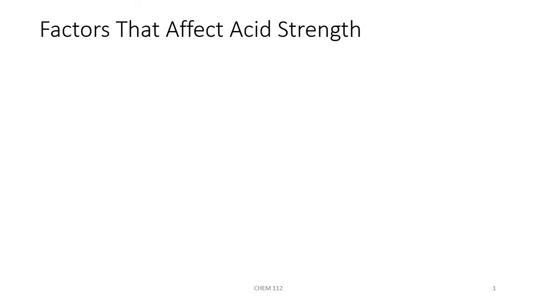In this section, we're going to learn how to look at structures of acids to be able to predict their strength. Up until now, we've been using values like the acid ionization constant, the Ka of an acid, to determine the strength of it. But there are also ways that we can examine the molecular structure to be able to predict which acid will be stronger than another.